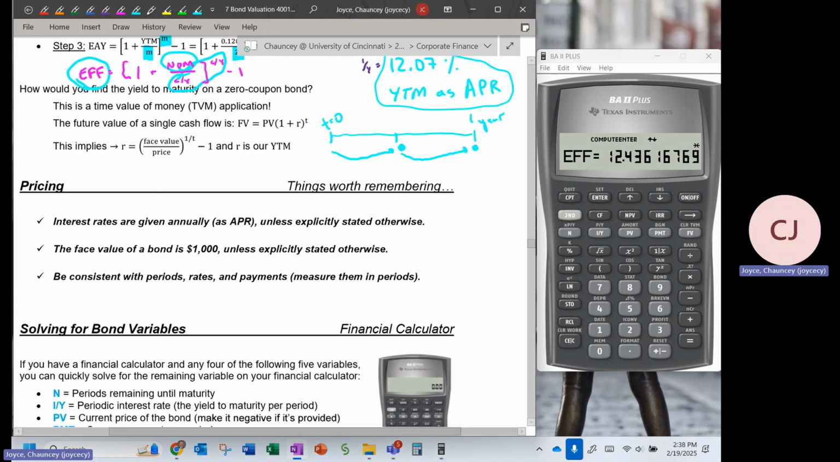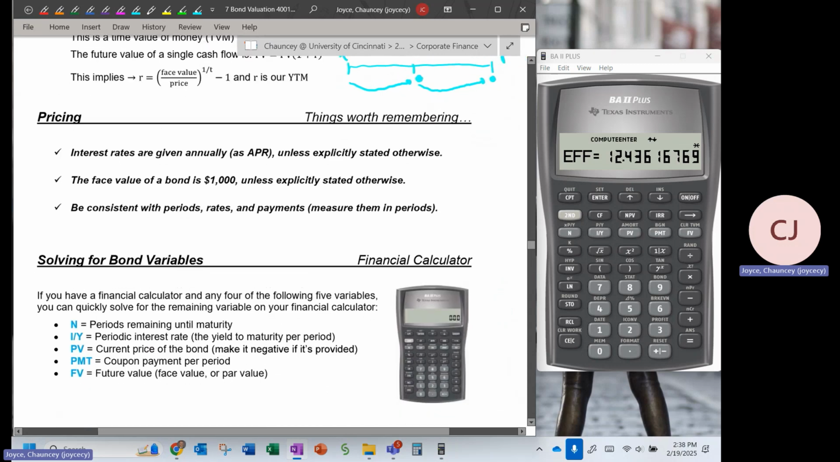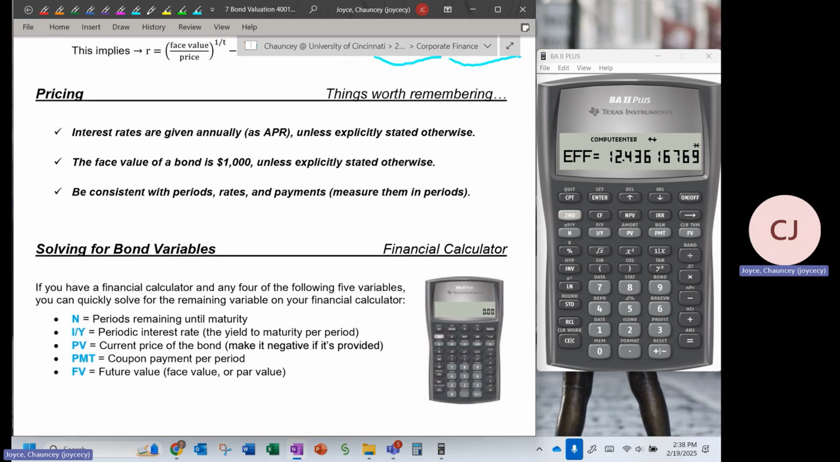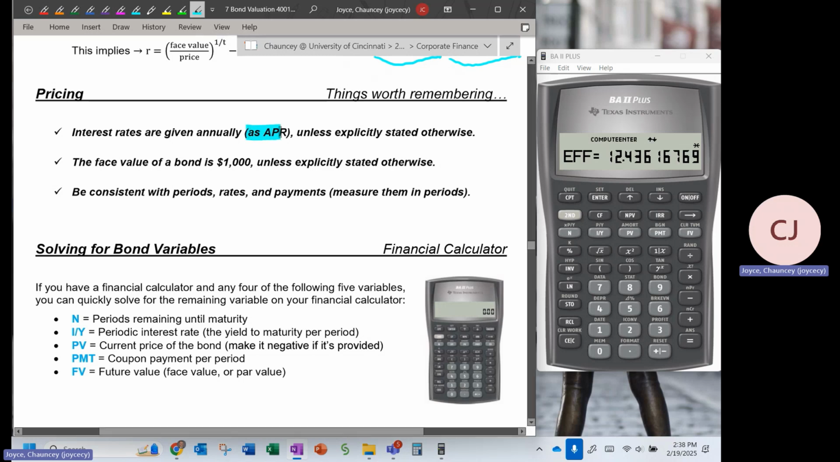Now, a couple things to note when you're doing bond valuation in a corporate finance course, just things I want you to remember. Interest rates are given annually. That's convention, sometimes quoted that way by law. So unless I say otherwise, every interest rate you see is going to be stated conventionally, that is, as an APR. If you have a question where I'm asking you for a rate, it is also conventional that you give me that rate quoted as an annual percentage rate. So if I ask you for a yield to maturity, you will give me yield to maturity as an APR.